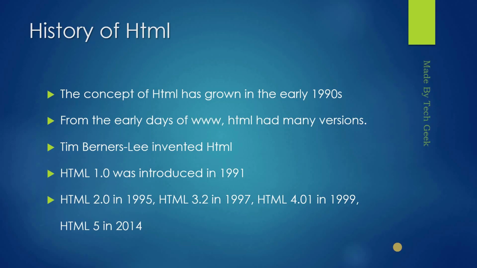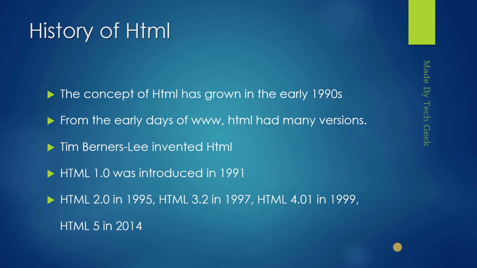the early 1990s. At that time, the World Wide Web was created, and people were talking about web page development. So the 1990s was the time that HTML was developed. From the early days of the World Wide Web, HTML had actually many versions. So its inventor is Tim Berners-Lee. He developed HTML. The first version which he developed was HTML 1.0, and it was back in 1991.